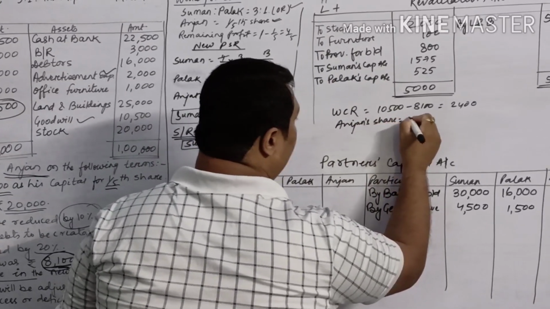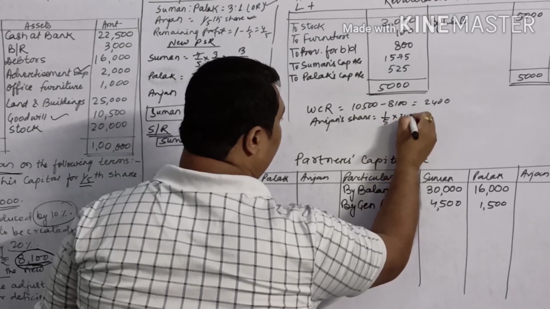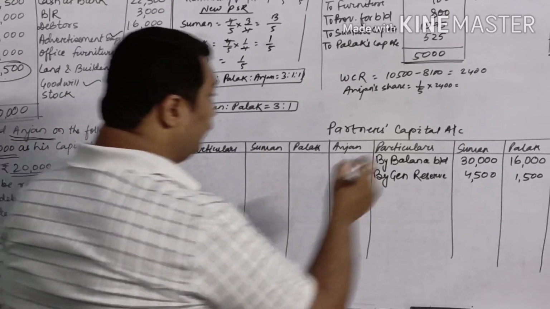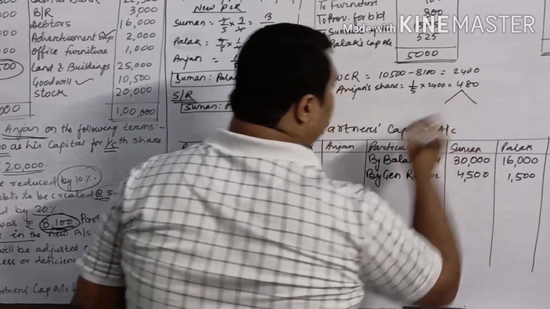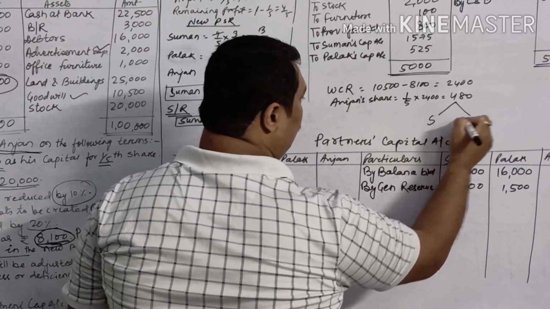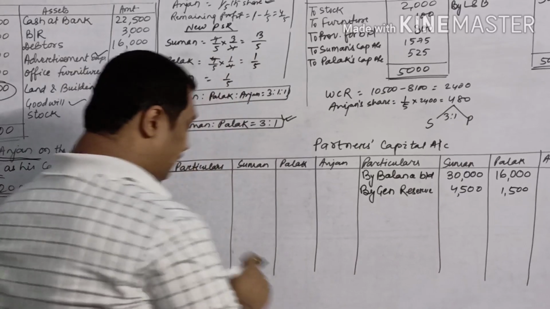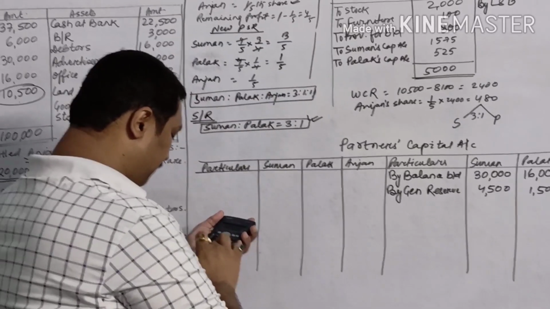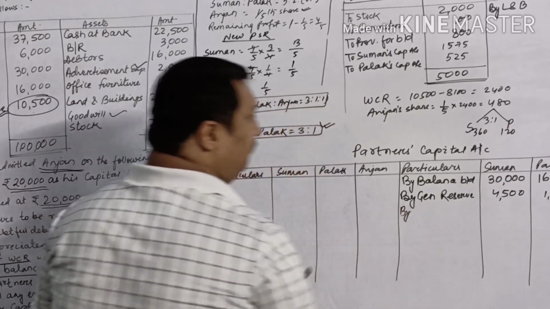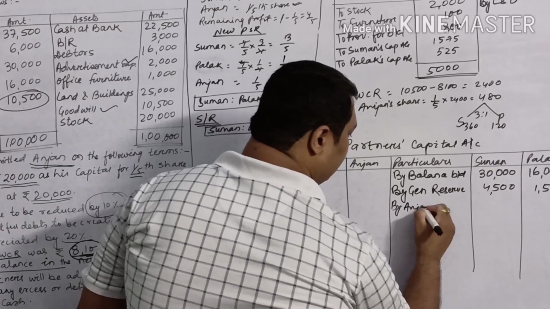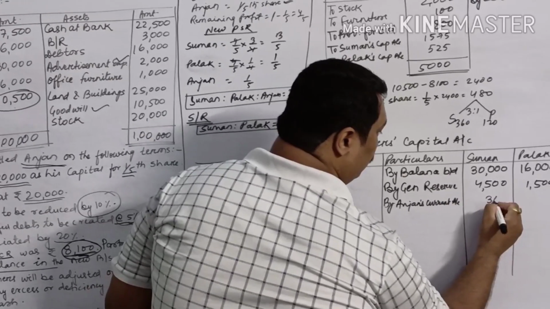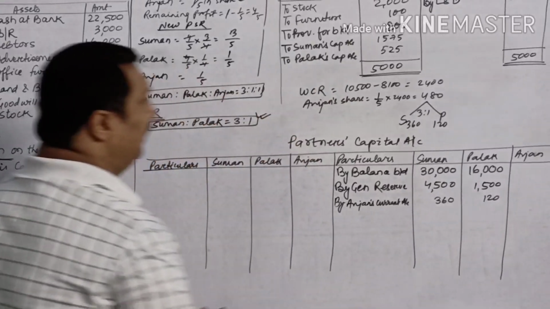Anjan's share, that is 1 by 5 into 2,400. So 2,400 divided by 5 will be 480, and this will be distributed in the sacrificing ratio. The sacrificing ratio between Suman and Palak is 3:1. So divided by 4 into 3, it is 360 and 120. So here I will write by Anjan's current account, and this will go, 360 to Suman and 120 to Palak.